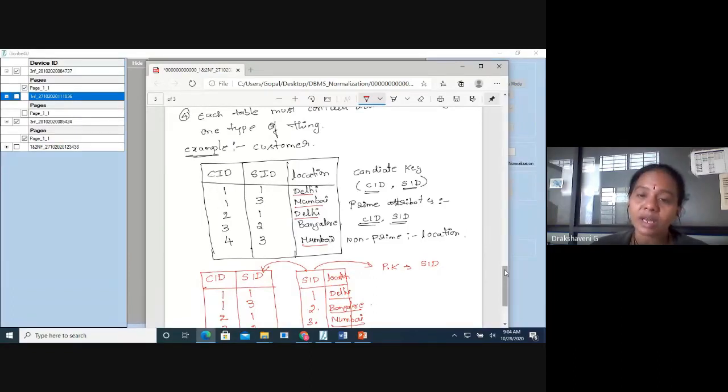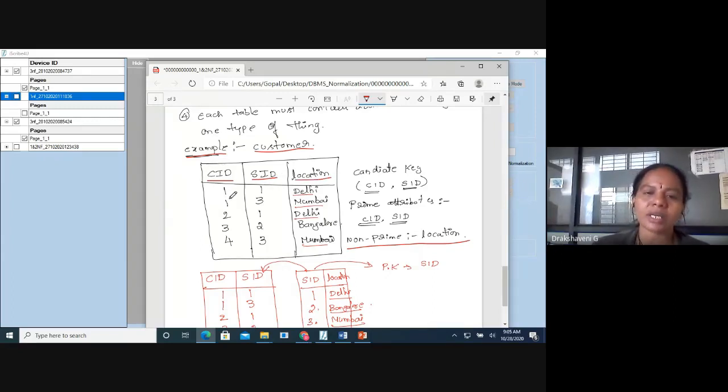How many students are there? There are so many branches. Then how do we find out who Arjun is and which branch he is studying in? It is very difficult. Such things we call non-prime attributes. Okay, let us take an example, the customer table. In the customer table, let us take CID, customer ID, store ID and location.